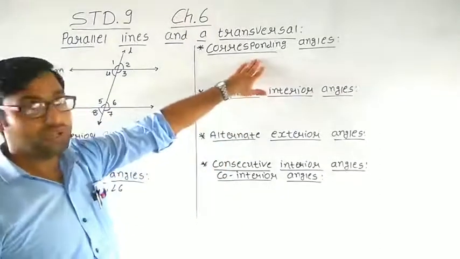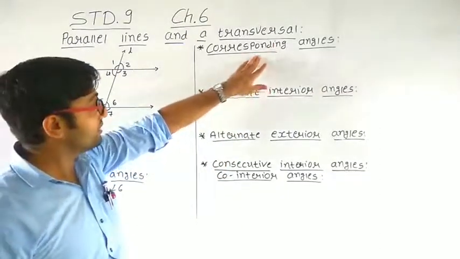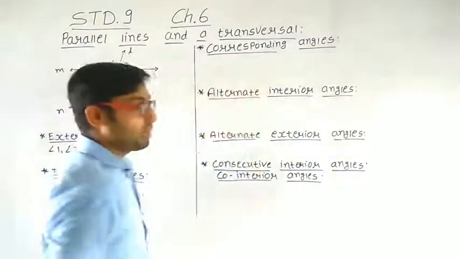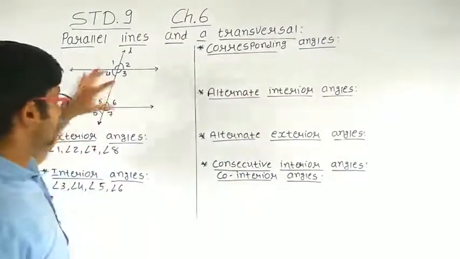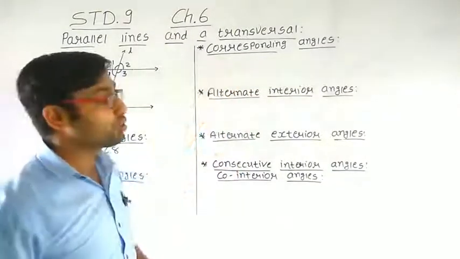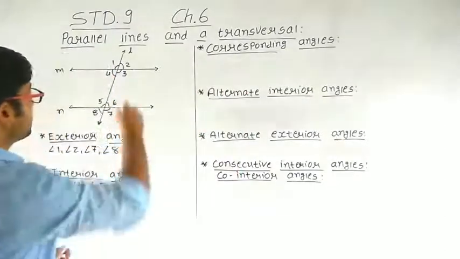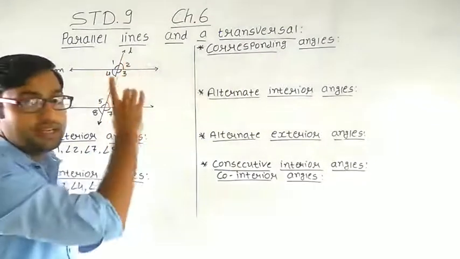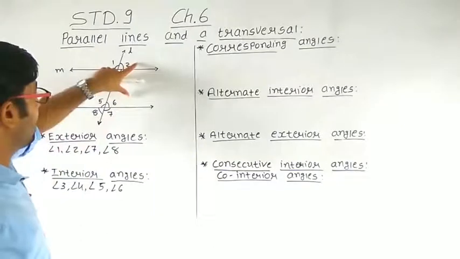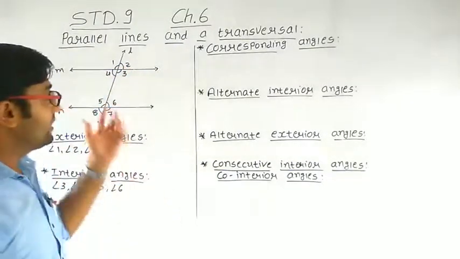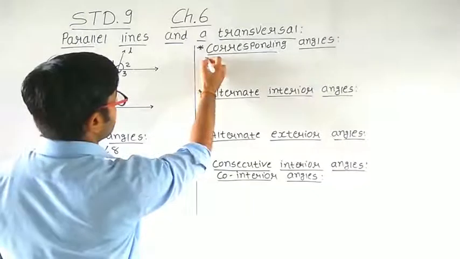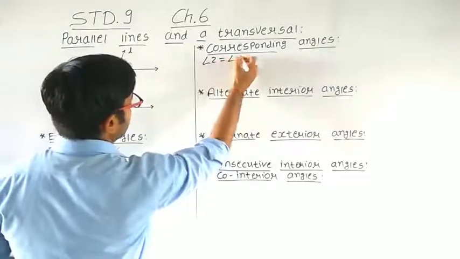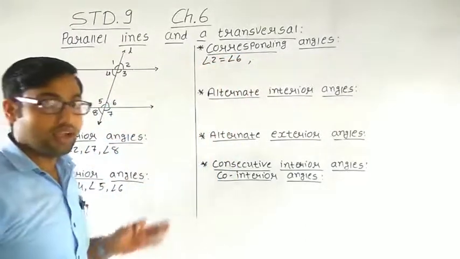Now let us study the relations between these angles. Different types of relations we have to study. First is the corresponding angles. Which angles out of these 8 can we say are corresponding angles? See, angle 2 and angle 6 make a pair of corresponding angles, and corresponding angles have the same value. So angle 2 is equal to angle 6.